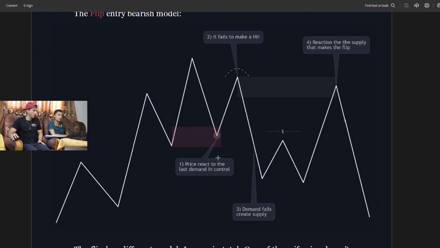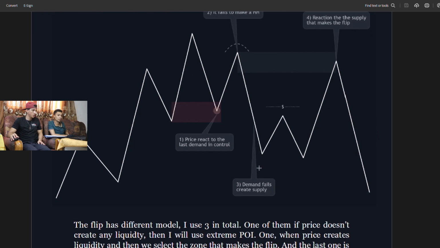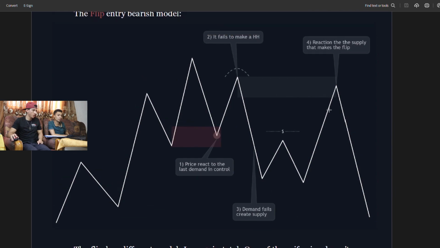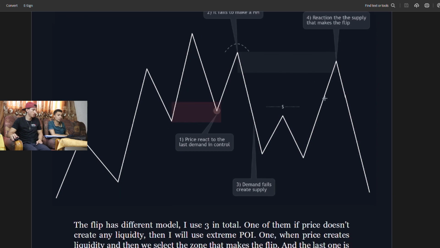Here we can see price reacts to the demand. It fails to create a higher high instead of a lower low. Demand fails to create a supply, swapping from demand to supply, and then the reaction to the supply creates a flip, which is right here on top, as you can see.